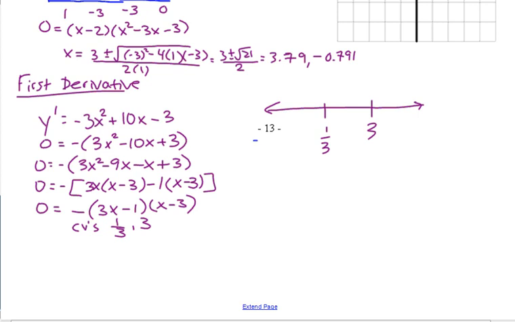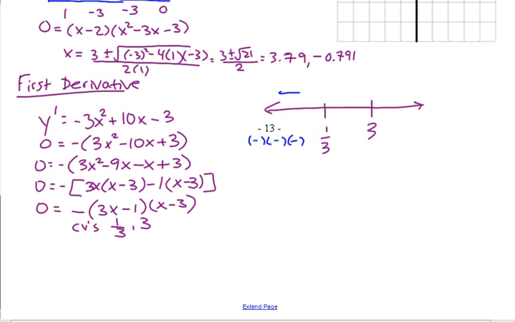When we're doing our interval test to figure out increase or decrease, negative times (3 times 0 minus 1) would also give you a negative, and negative times (0 minus 3) would also give you a negative. Three negatives? Negative. Okay, now with cubics, be careful. The derivative was a quadratic, but you've got to test all of them, right?